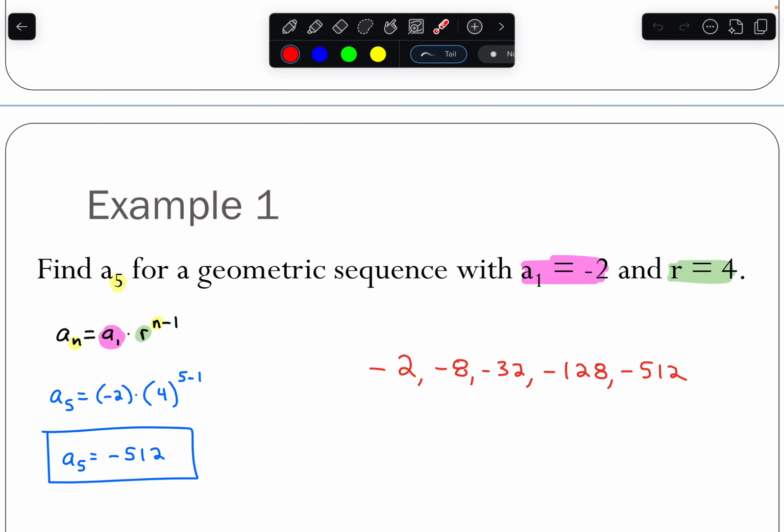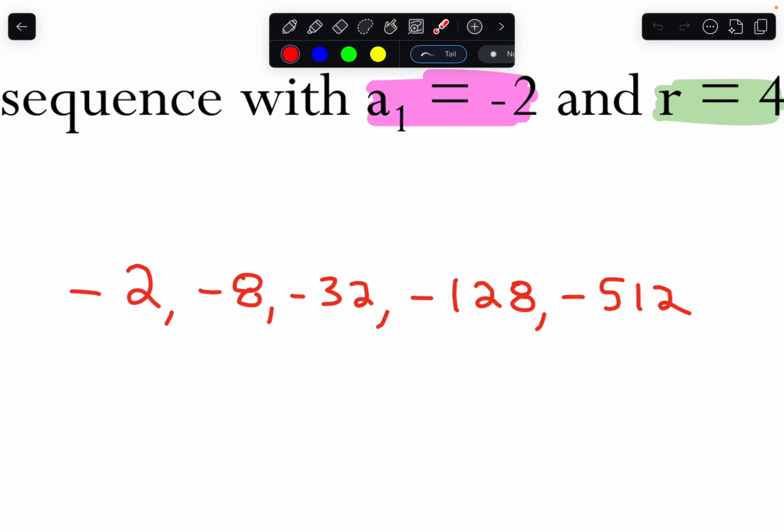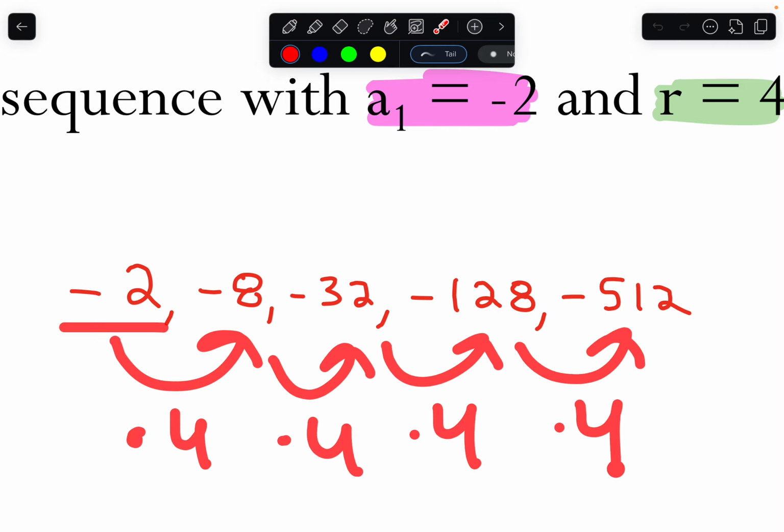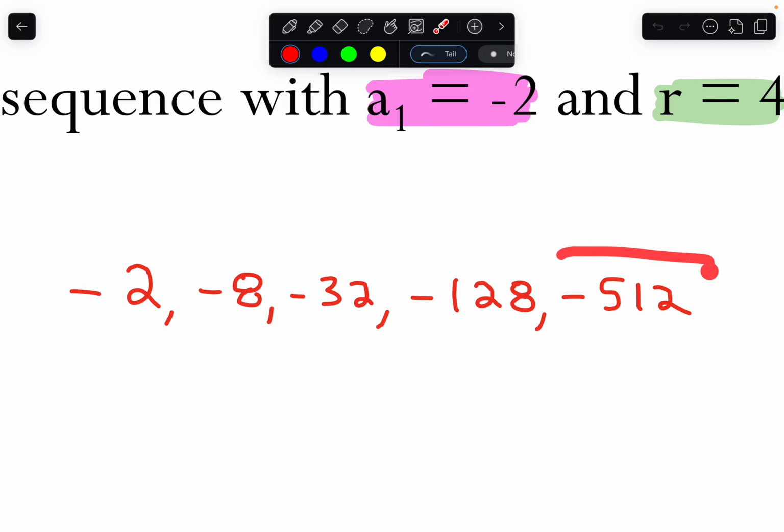Now, the other thing you could do, the long way, is you could go from the first term and say, hey, I'm going to multiply by 4, multiply by 4, then multiply by 4, and then multiply by 4. This works. This gets you the same 5th term in this geometric sequence.